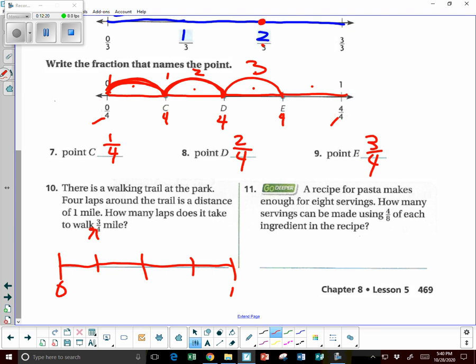So this is 1 of the fourths. That's 1/4. This is 2/4. This is 3/4. And this is 1, or 4/4. Okay?